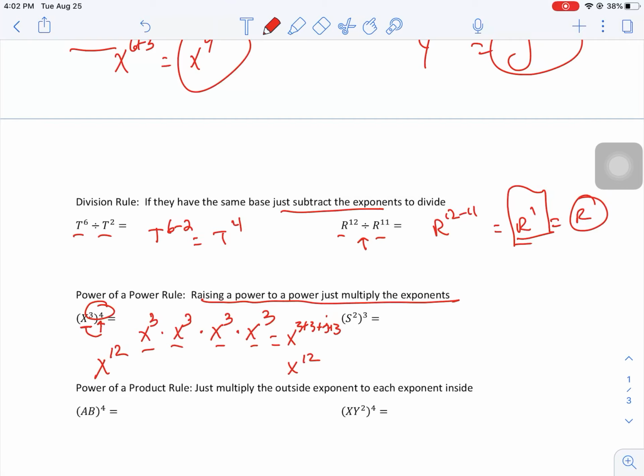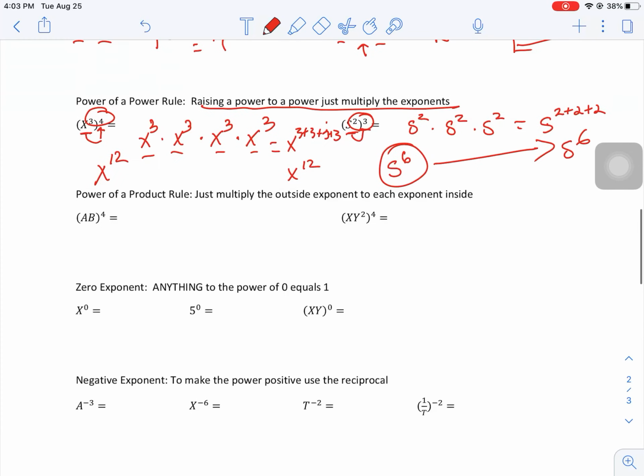Okay? But that's only raising powers to powers. So s to the 2nd raised to the 3rd really means s to the 2nd times s to the 2nd times s to the 2nd. And we know that means s to the 2 plus 2 plus 2, or s to the 6th, or I can just multiply those. S to the 2nd raised to the 3rd, 2 times 3 is 6. Gives you the same answer.